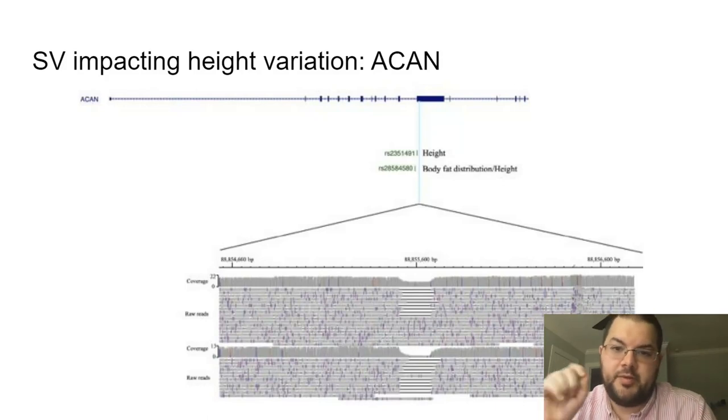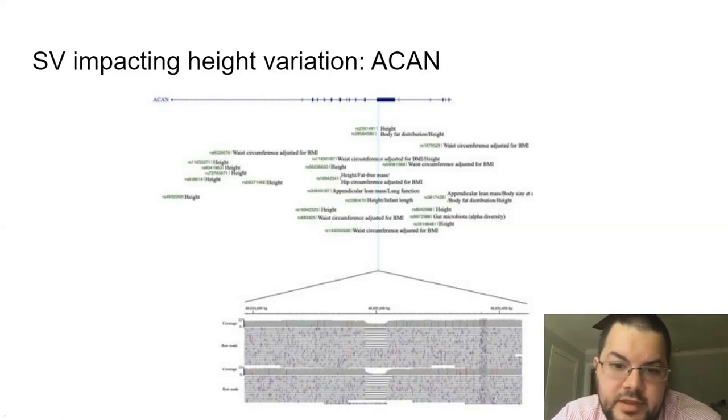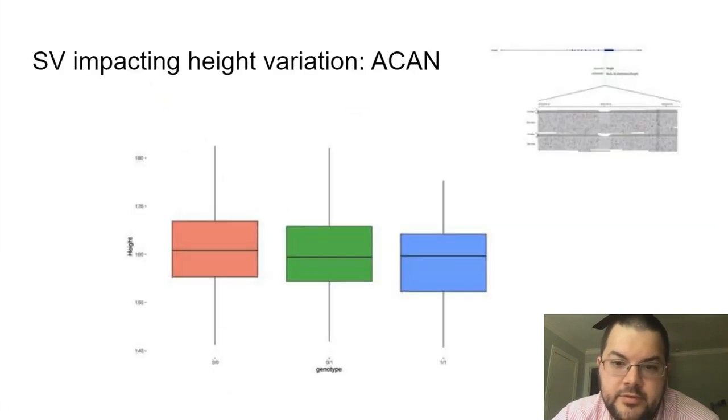When we zoom out a little bit from exactly the spot where this deletion is sitting to the entire gene and look at what other GWAS hits you obtain in this gene, it's getting clearer and clearer the importance of ACAN in terms of human height and human body mass. You see here a lot of different SNPs from the GWAS catalog. So when we use our deletion, again around 28% allele frequency, to stratify the height of our cohort, we can see a nice little correlation.